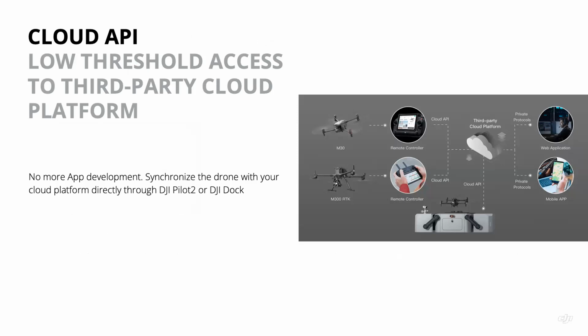We've talked about the mobile SDK, which involves app development. Our Cloud API is an option for those who do not want to develop their own app, but do want to sync the key drone information with their cloud platform directly through the DJI Pilot 2 application or dock. You can see the interface here on the right, where the dock or remote controller running Pilot 2 can connect directly to a third-party cloud platform, which can then push information to an end user through a mobile app or web application that's being utilized.